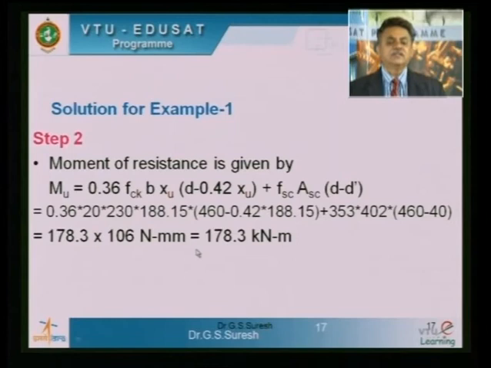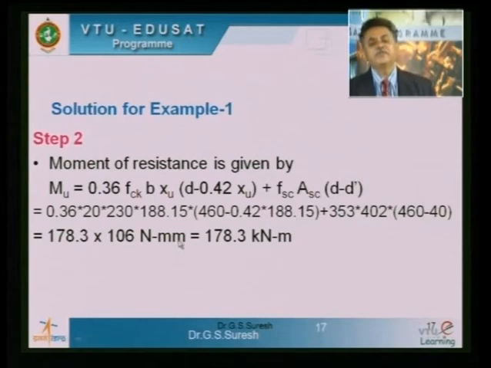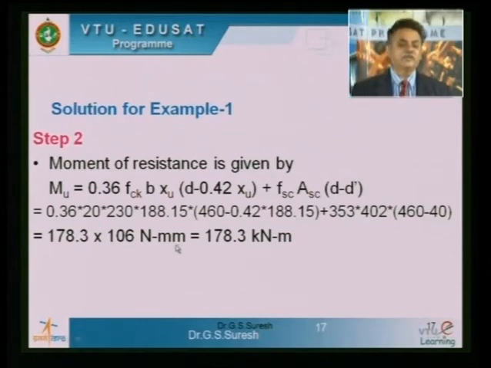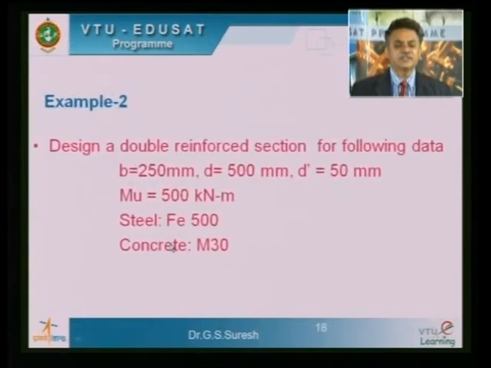I showed you in the previous class how to convert from Newton mm to kilonewton meter. You have to divide by 10 to the power of 6 or you multiply by 10 to the power of minus 6. So, you get this value as 178.3 kilonewton meter. So, that is what was required from the question, we had calculated this moment of resistance.